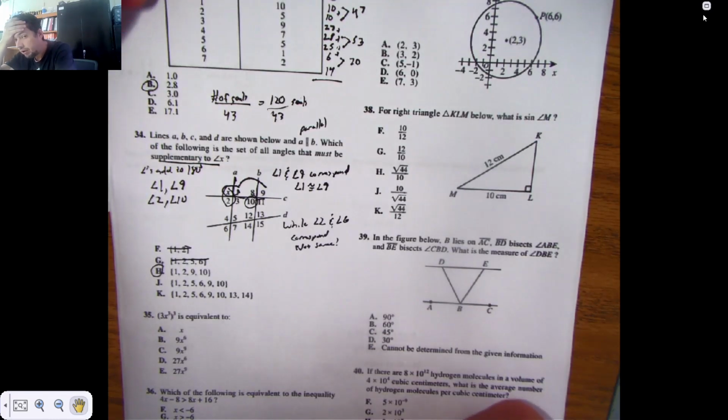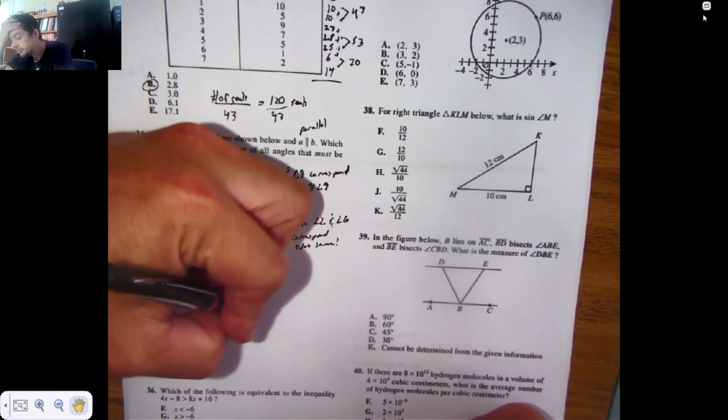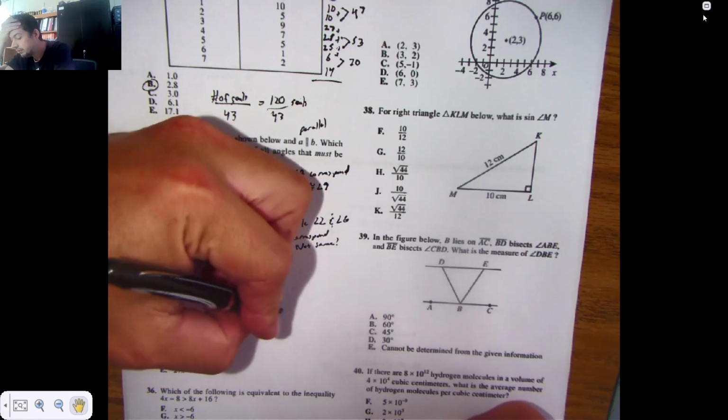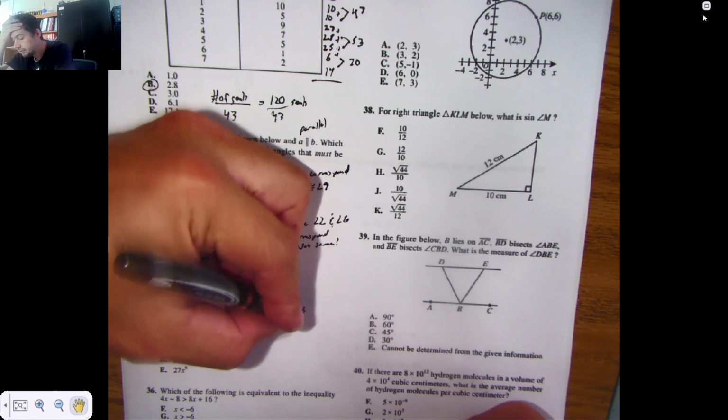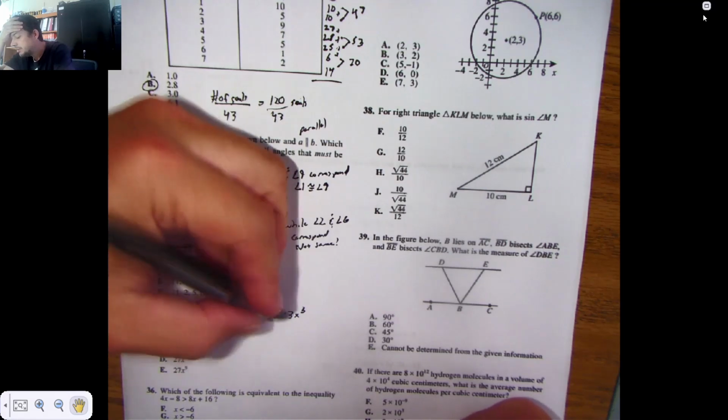3x cubed, all cubed, is equivalent to, you know, when you first learned about exponents, they told you just to write things down. That's what you're supposed to do. That's how you cube something. You write it 3 times. 3 times 3 times 3 is 27.